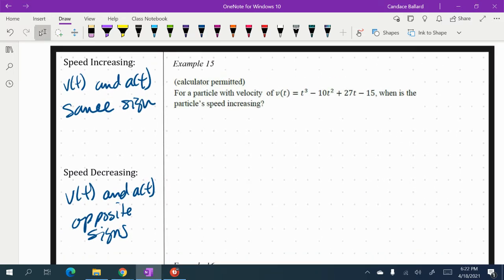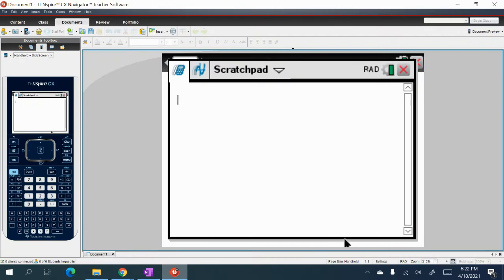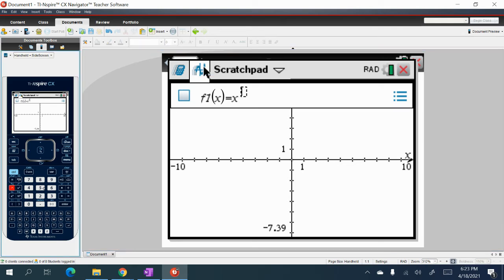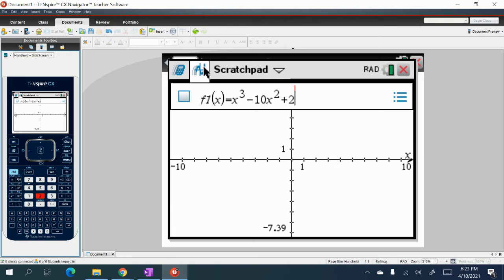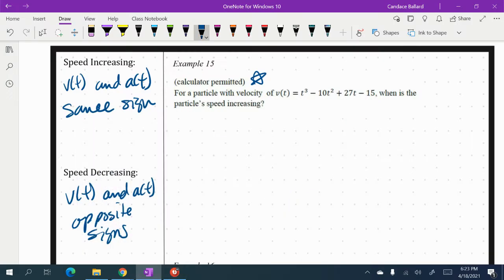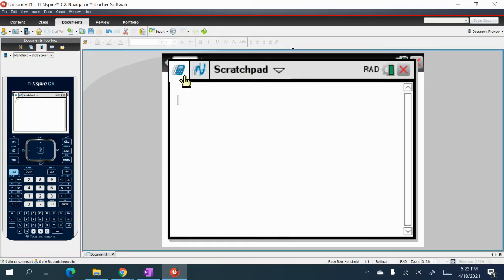It's always velocity, you just have to make sure you pair it with the right one. So we've got a particle, and notice we get to use our calculator, so let's put it in now. That would be x cubed, minus 10x squared, plus 27x, minus 15. And hit enter. I really don't care what it looks like. I'm not going to look at the graph probably, I'm just going to go right to calculating in a minute.